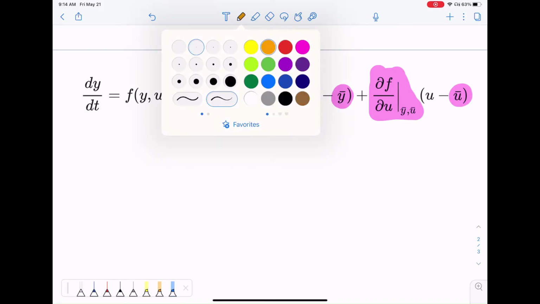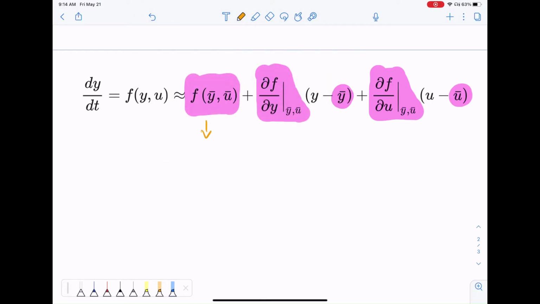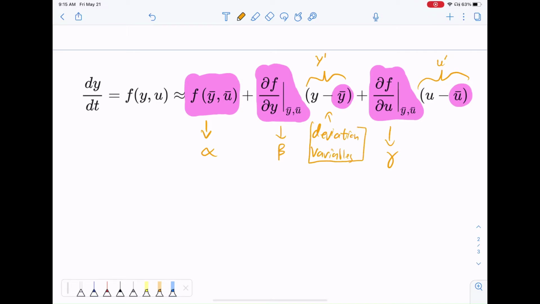So what we'll do actually is we'll give each of these a variable name so that we can look at these independent of each other. We'll call this alpha, this beta, and this gamma. And that's just so we can keep things separately. As I mentioned before, we'll call this quantity right here y prime, and this one u prime. These are what we call deviation variables, or how far they are from that y bar term. I'll draw an arrow right there too.